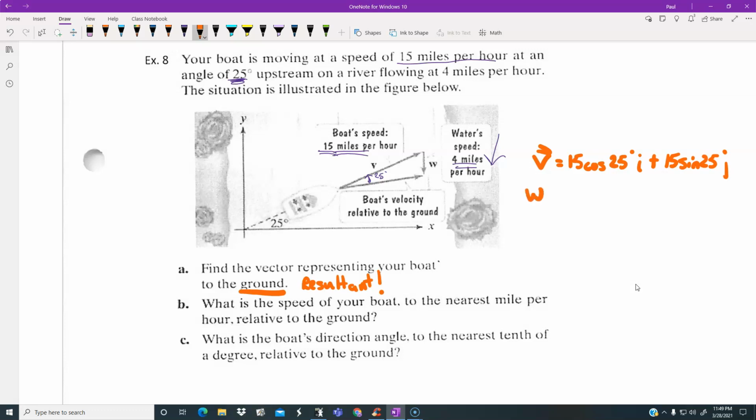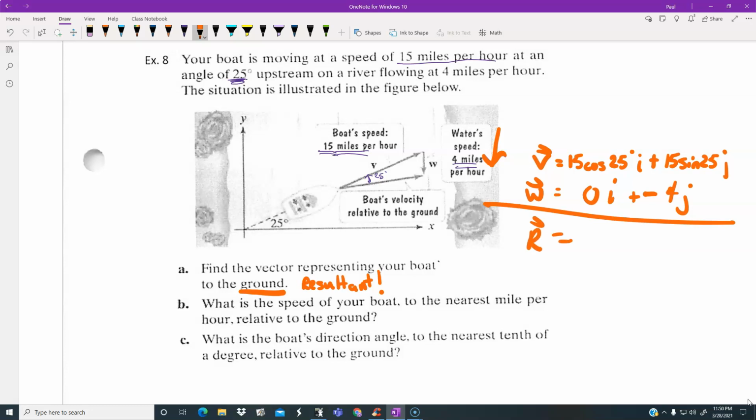There's your boat. Okay, it's going at a specific angle. The water, on the other hand, is pointed down. That's really super important. If you're pointed down, then that must mean that it doesn't have a horizontal component, so it's 0i, but at the same time, it's going down, so it's got to be a negative 4j. We would add these two together and get the resultant vector.